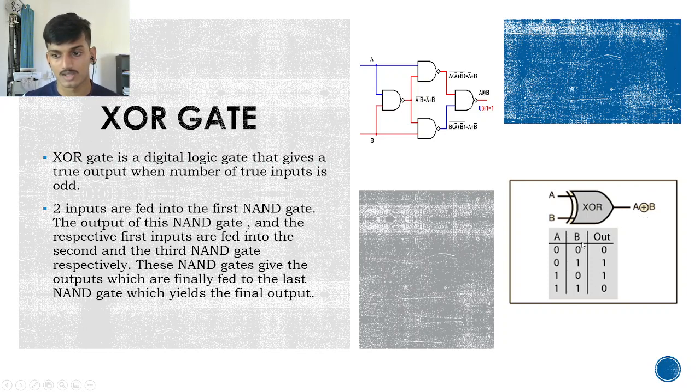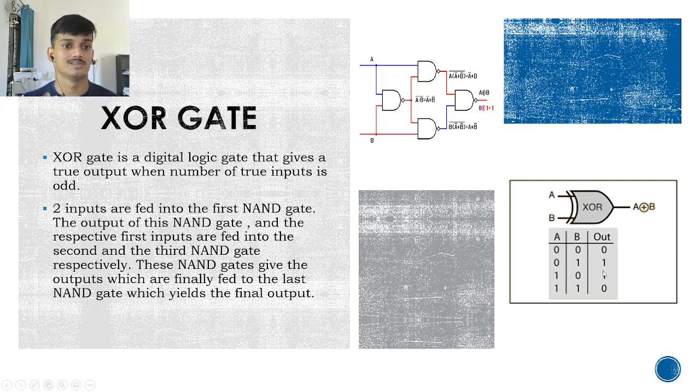This is the truth table where we have two inputs and one output. Here, as you can see, there are no ones. That means there are 0 ones, which is even, and hence the output is 0. Here we can see there is an odd number of ones. There is 1, which is odd, and hence the output is 1, similar here. And here we have 2 ones, which is even, and hence the output is 0.